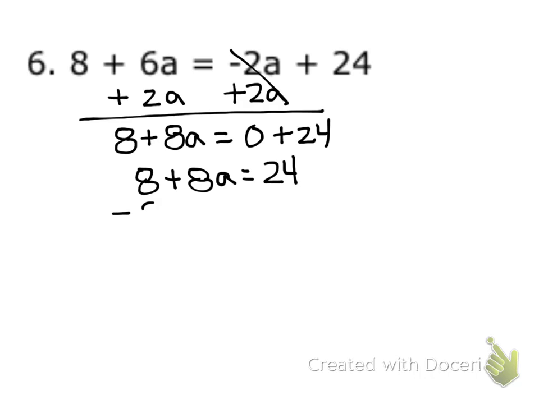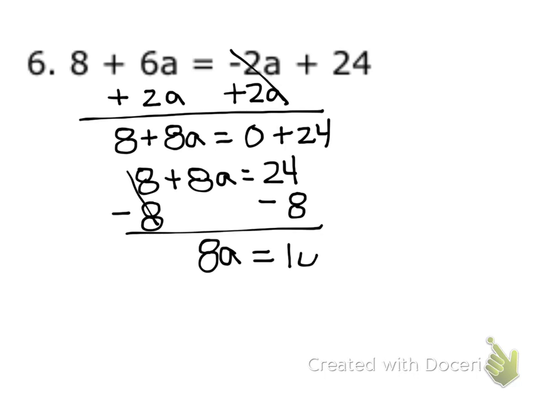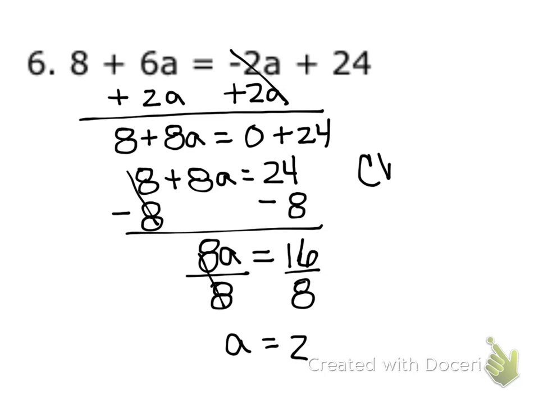I'm going to now subtract that 8 to the other side. I'll have 0 plus 8a, so just 8a, equals 16. Divide by 8. And I'll get a equals 2. I know I didn't check that last problem with you, but you can check these the same way.